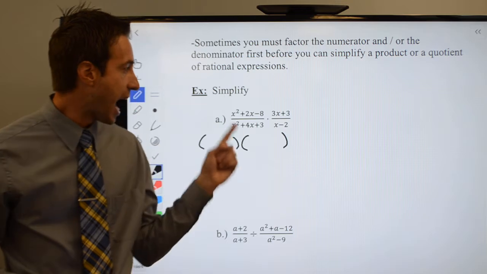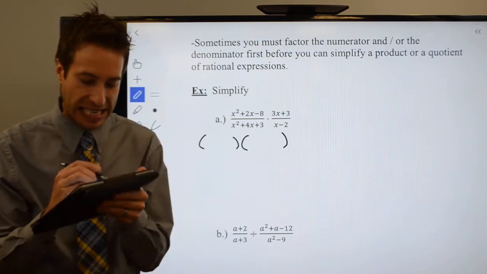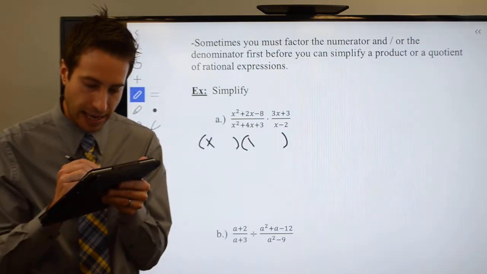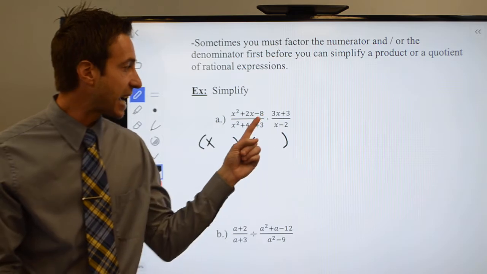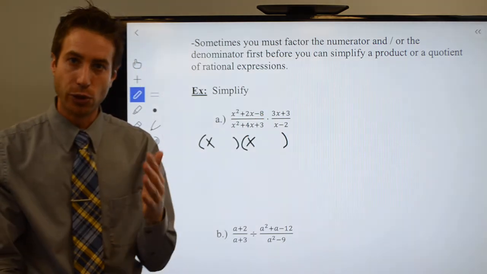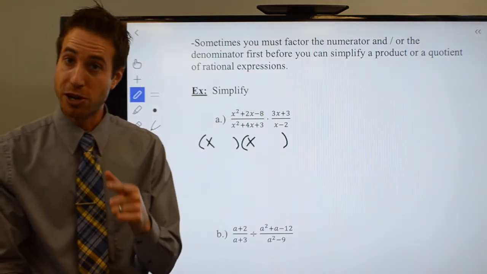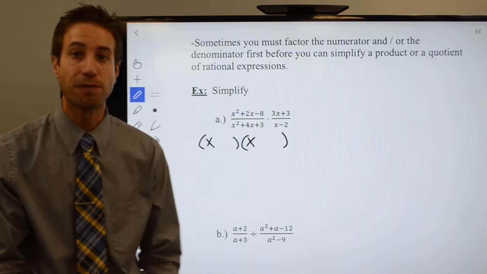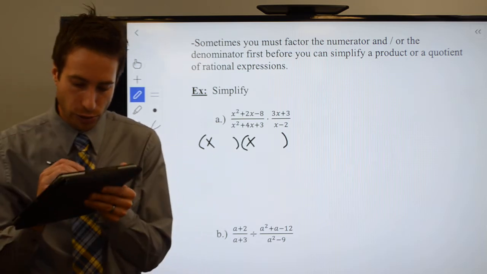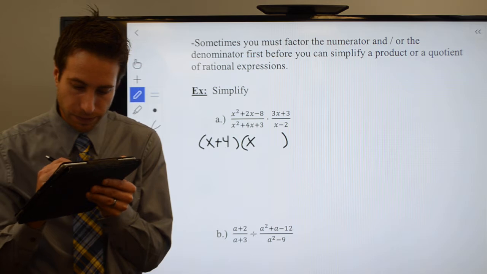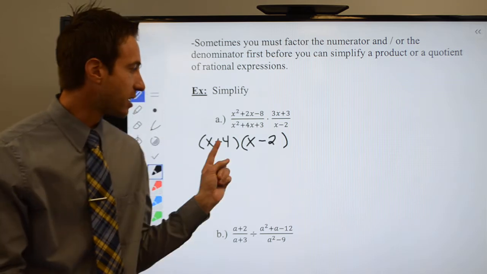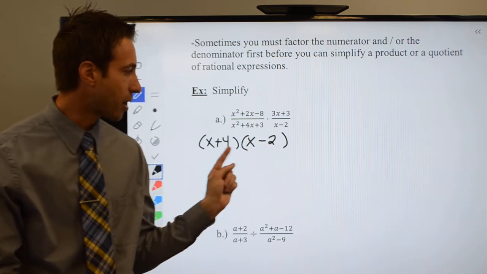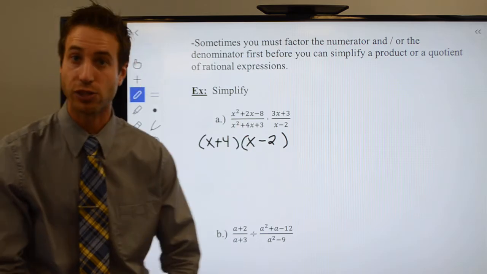All right, I need to get an x squared. That's the easy bit, x and x. I need to get a -8 and a +2. The slightly trickier bit, but not that bad: a +4 and a -2 would work. A +4 times a -2 is a -8. +4 plus a -2 is the +2.